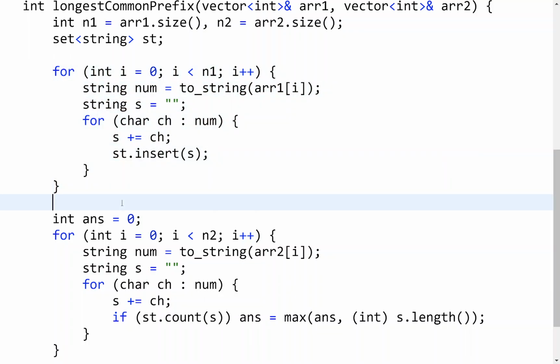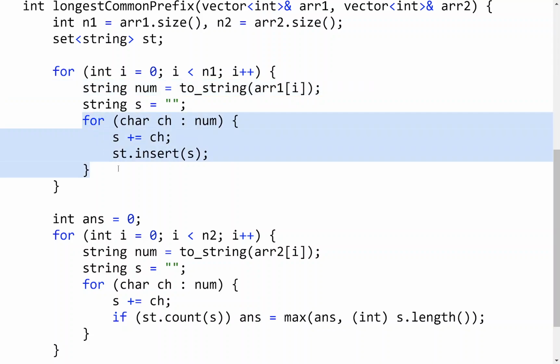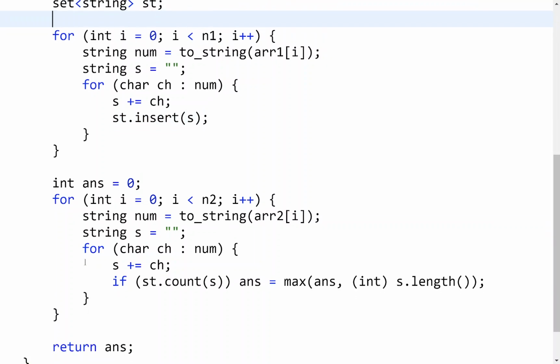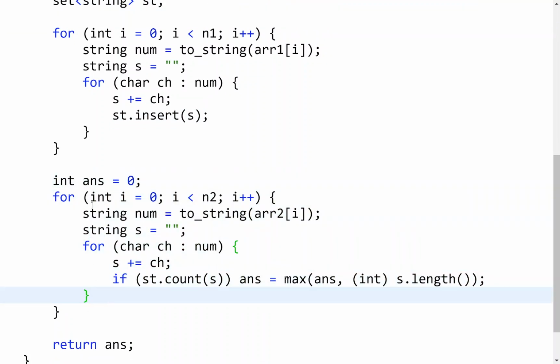So in the first loop, I'm going over every element, converting that element to a string. Just for easiness, you can go on with the number, but I feel that converting it to a string would be easy. After that, I'm adding one character from the string from left to right to a string s. So s would be nothing but a prefix of the current number at every point of time, and I'm inserting that prefix into a set of strings. After that, I'm doing the exact same thing for the second array, except this part is different.